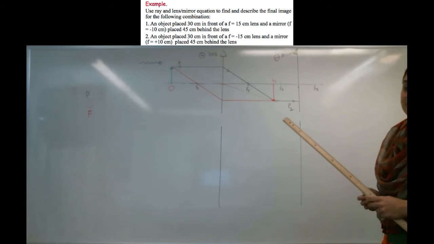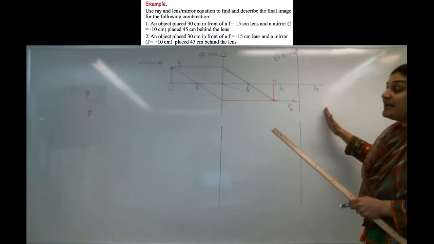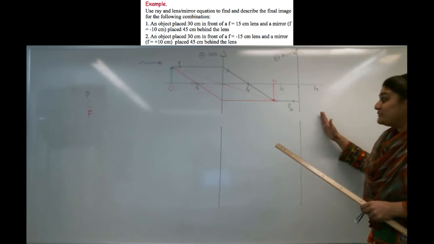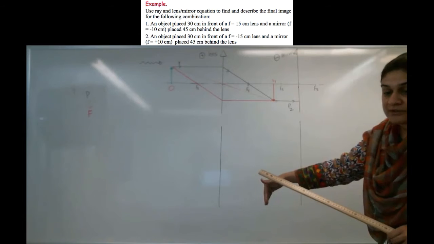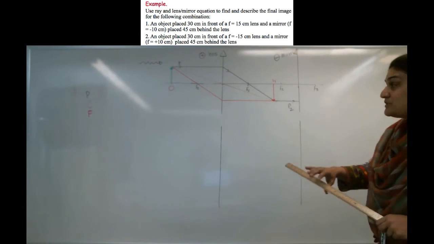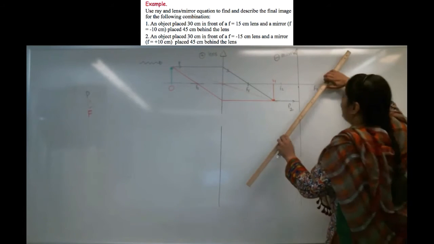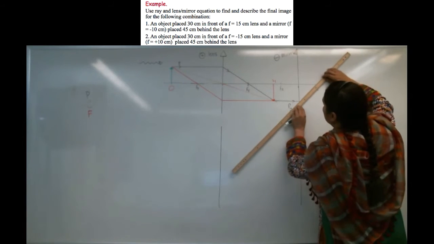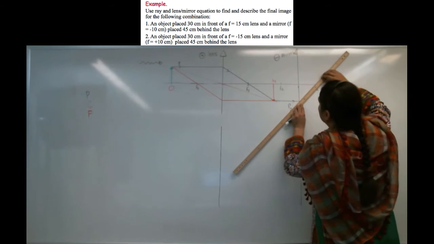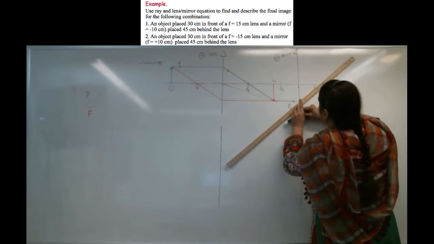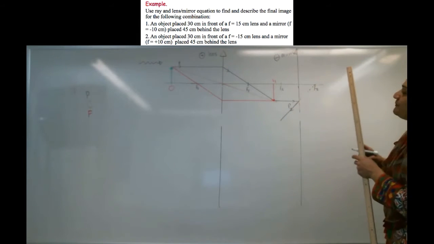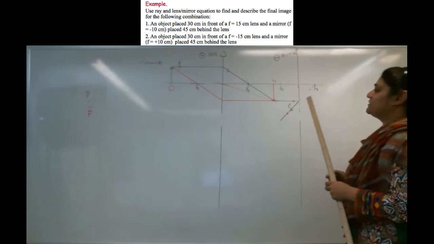I'm going to call this P2. This is a negative mirror. What does a negative mirror do? It diffracts, right? So the negative mirror is going to diffract this ray by how much? By this much, so that it goes through this focal point. So that's where P2 goes.